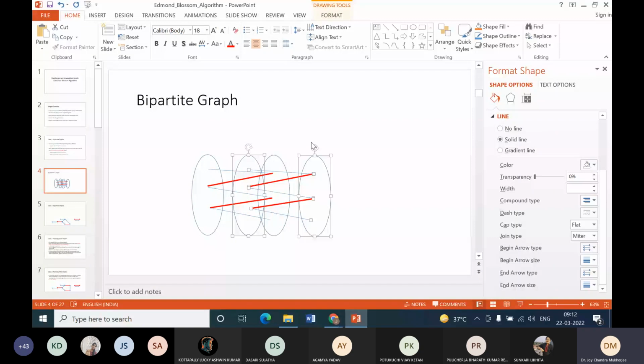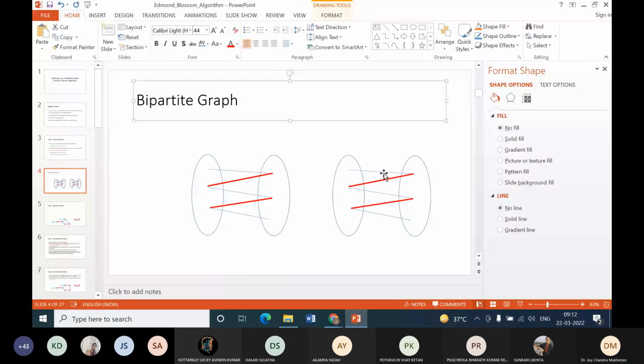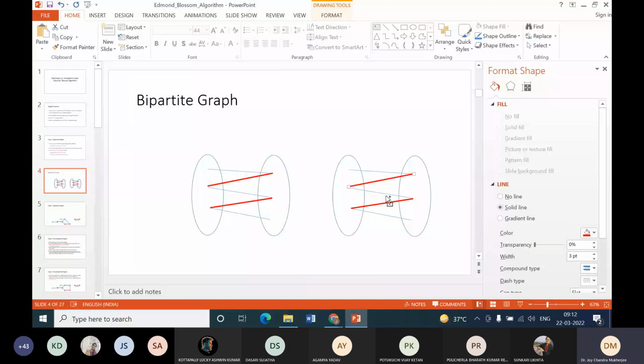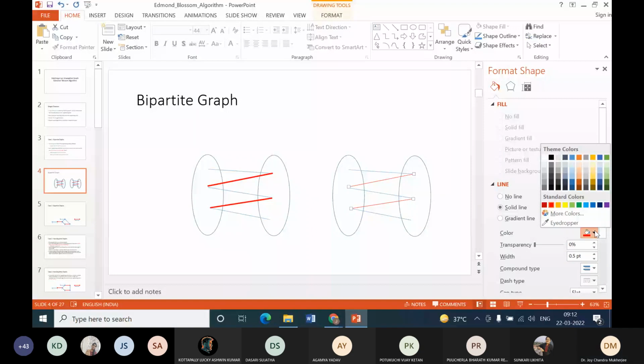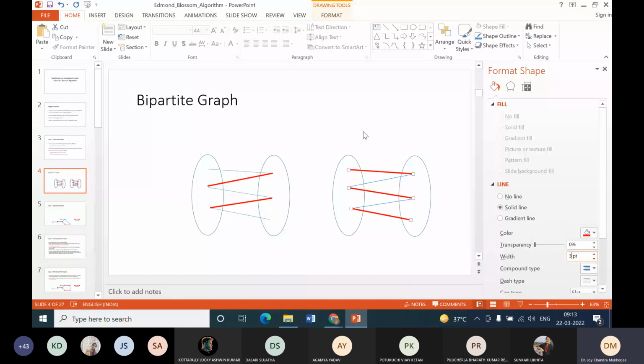So what do we do generally? We revert the status of the edges. It doesn't matter. So that is what is written here.